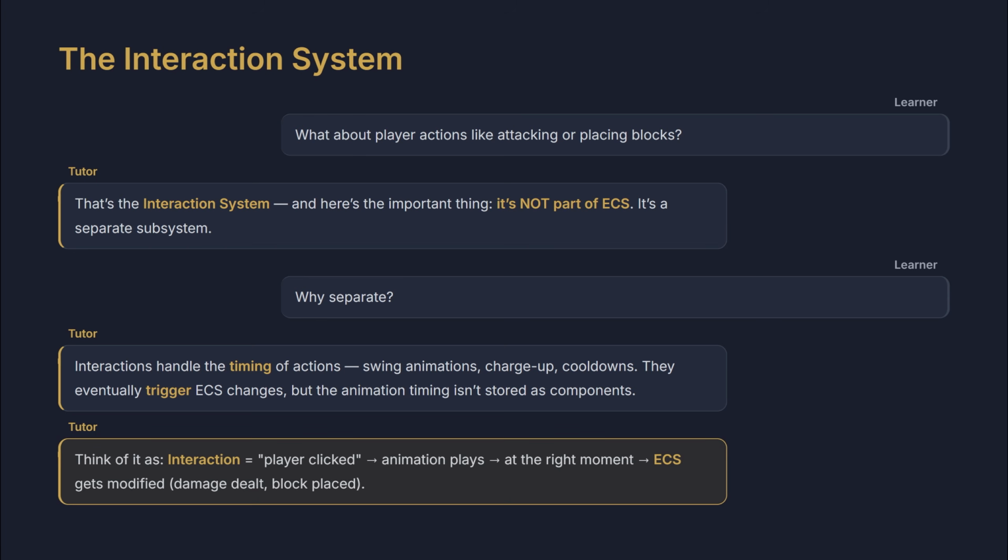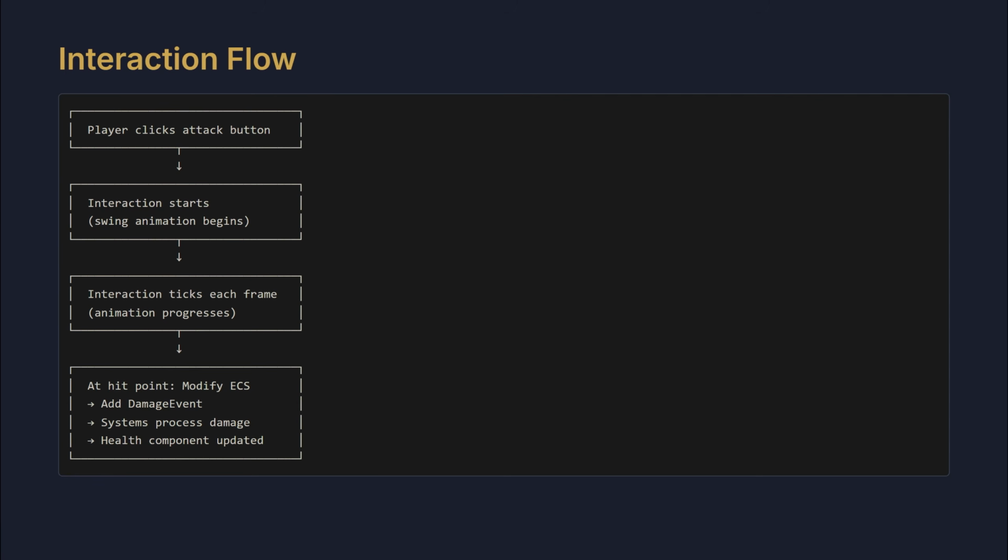Think of it as, well, interaction means, hey, a player clicked something, the animation plays, at the right moment, ECS gets modified. So, for example, player clicks the attack button, like the left mouse click, how is it called in English? I don't know. Then the interaction starts, like the swing animation begins. The interaction ticks each frame, so the animation progresses, and at the hit point, only then we modify the ECS. We add a damage event, the system processes damage, and health components get updated, for example.